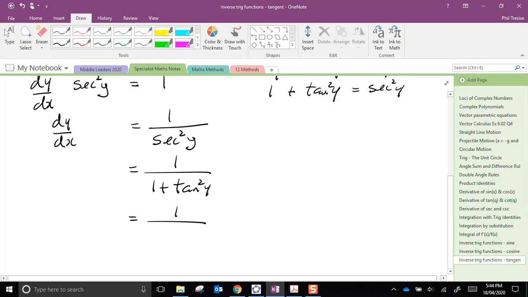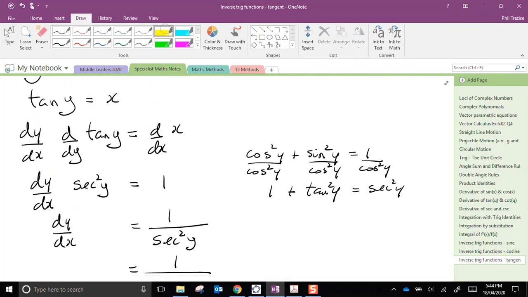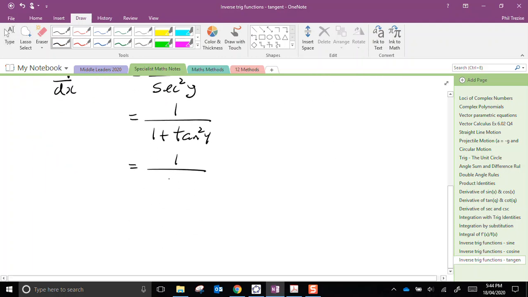Now what was tan of y? If we scroll back to the top there, tan of y was the same as x. So this is really 1 over 1 plus x squared. That is my derivative, dy dx, when my original function started as y equaled the inverse tan of x.